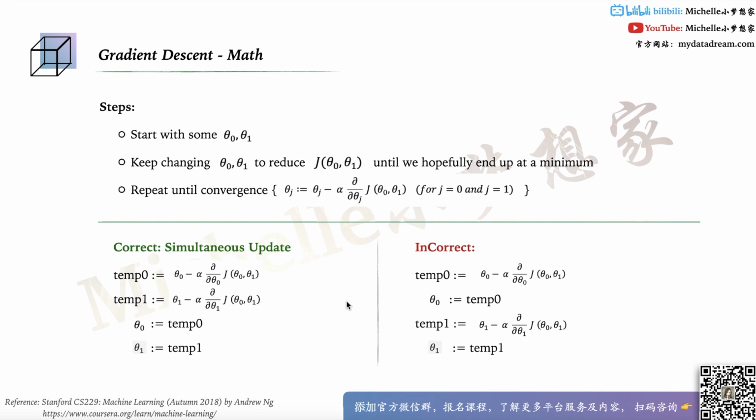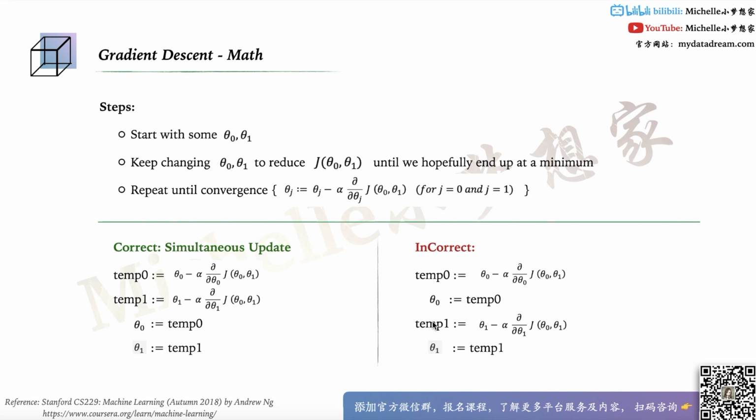The correct approach is on the left, which uses simultaneous updates. Why is that? The reason is that each point on the cost function corresponds to a specific set of theta values. If we use the method on the right side, where each parameter is updated immediately after the calculation, the later updates will depend on the already updated values of the earlier parameters. For example, if we calculate and update theta 0 first, then the update for theta 1 will be based on the new theta 0 value instead of the original set of theta values.